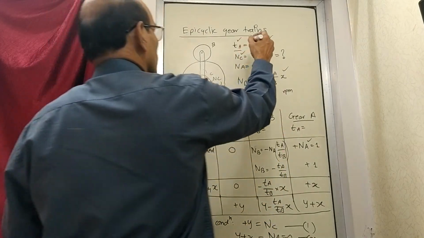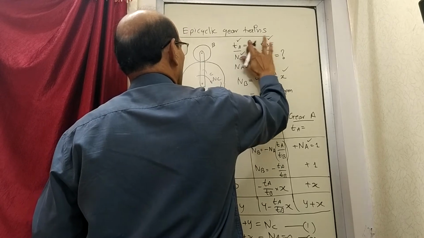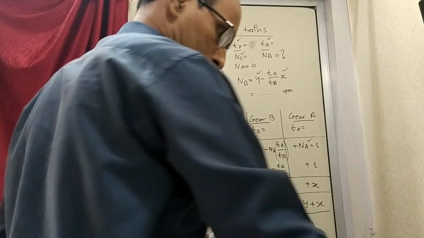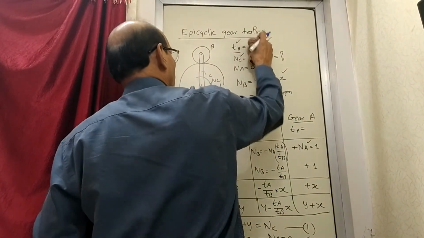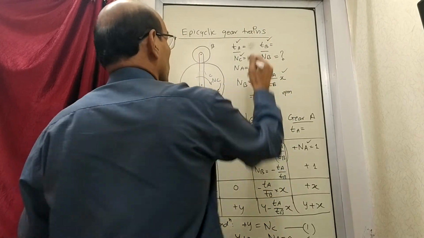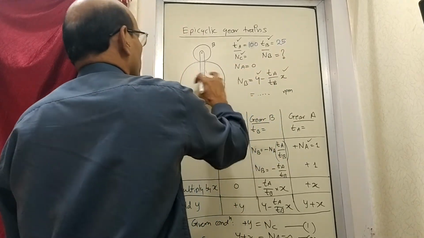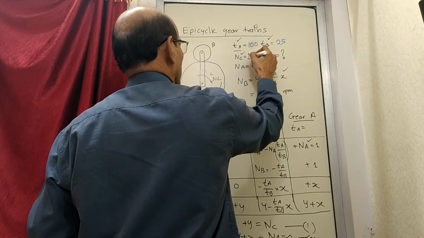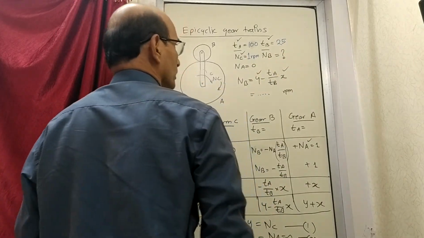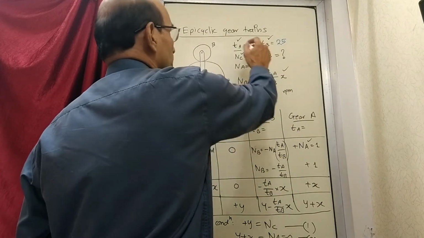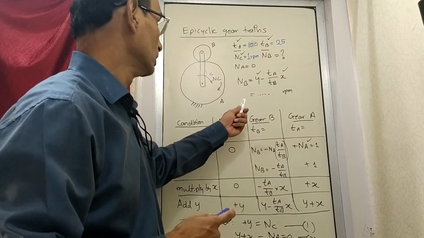So suppose I give you the values: teeth of A is 100. Number of teeth on B is 25. RPM of gear C is, let's say, 1 RPM. You are going to find out what is the speed of B. So by solving this particular exercise with these values, you should be able to find out the answer of what is going to be the speed of B.